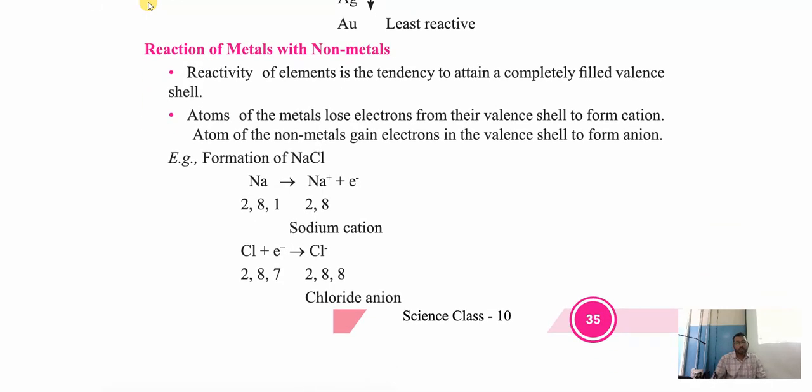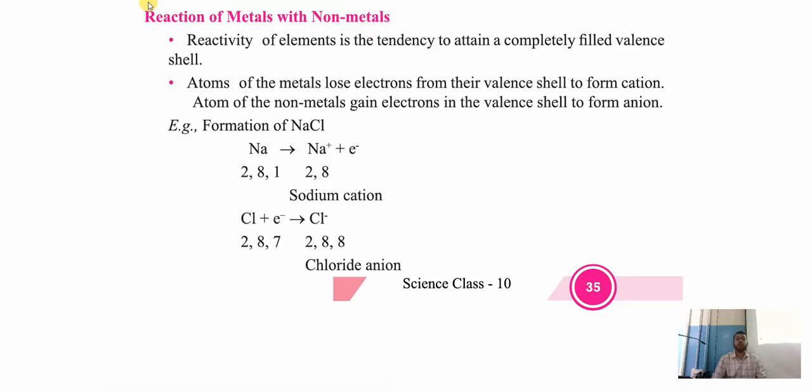Okay. Now, reaction of metals with non-metals. Now, how metals react with non-metals and what they are going to form. So, reactivity of elements is the tendency to attain a completely filled valence shell. It means that, observe here. What is the meaning of this? See here. For example, children, this explanation is very important. Again, I am repeating. Very, very important.